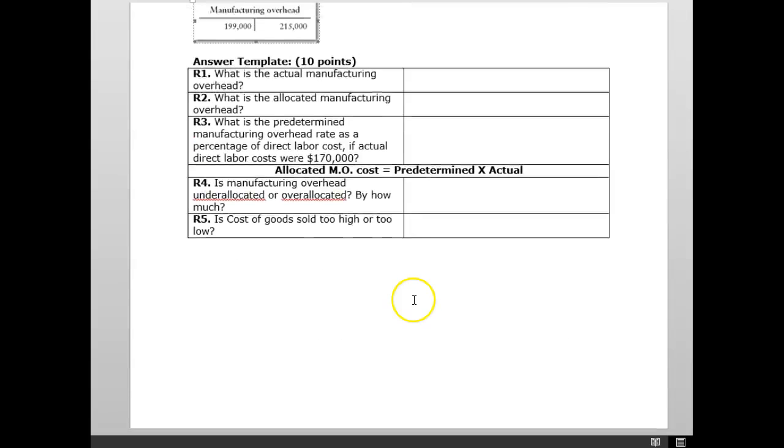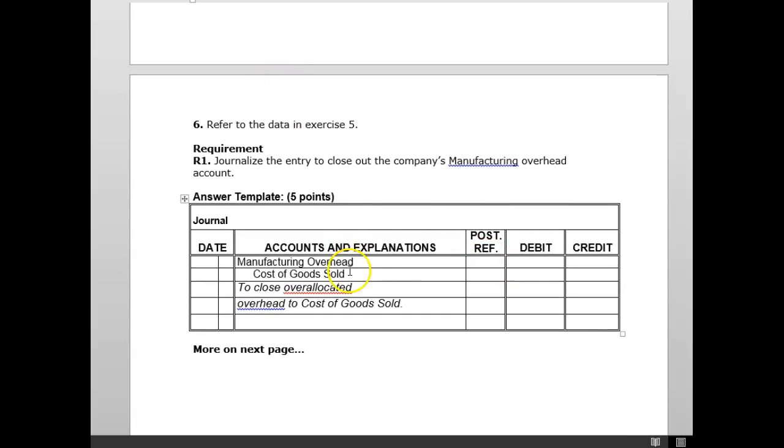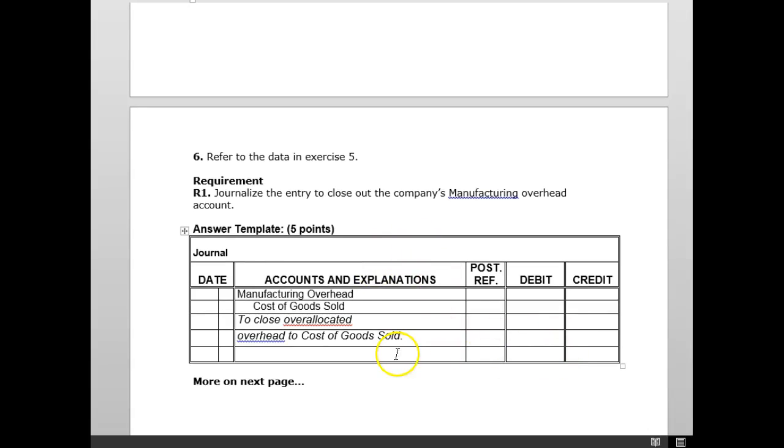And then there's one more question related to that number 5 up there. They want to know how to close out that manufacturing overhead. And that amount is going to be, if my cost of goods sold has too much in it, I'm going to credit it, and then I'm going to debit the manufacturing overhead.